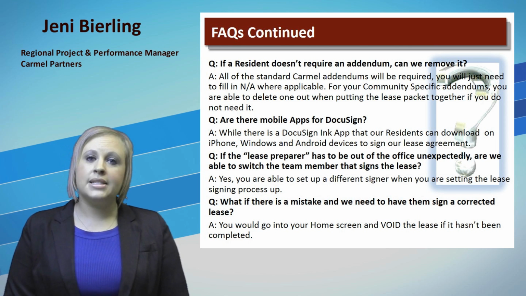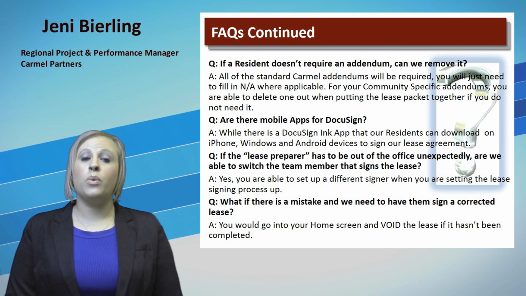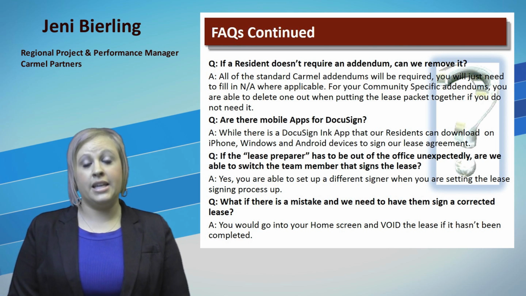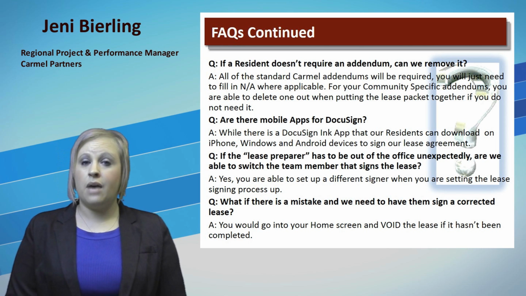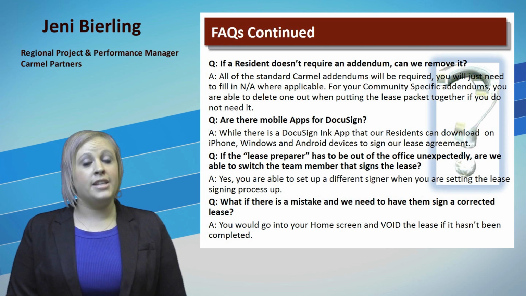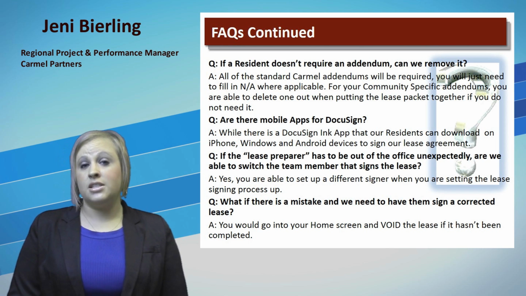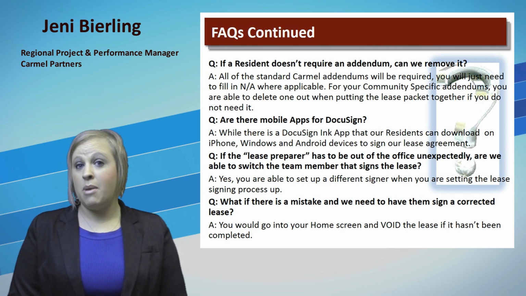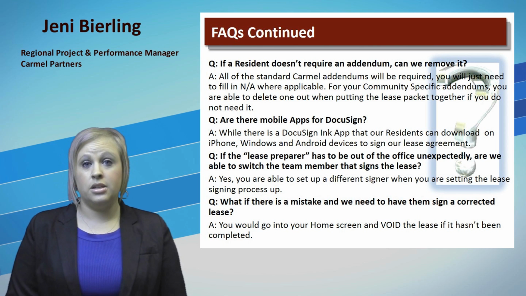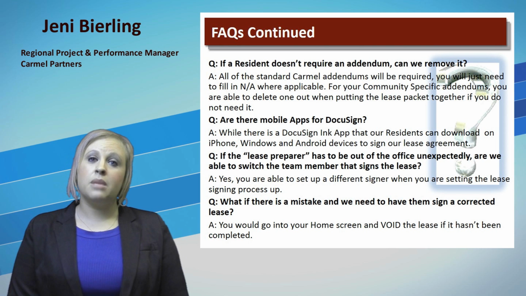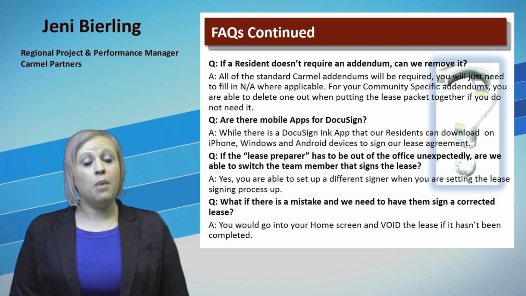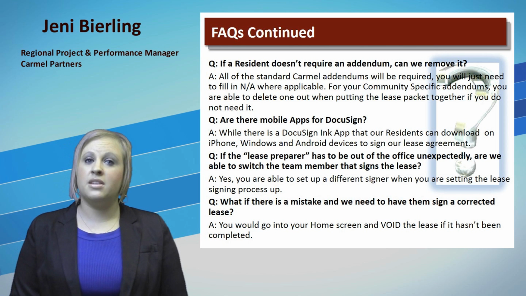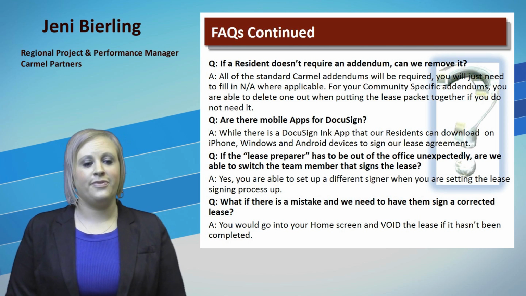If the lease preparer has to be out of the office unexpectedly, are we able to switch the team member that signs the lease? Well, if the preparer of that lease packet originally sets it up for it to come back to them, it will be set up that way, but there is a way to change that. Please just contact your project management and performance team members so that we can walk you through that. If you happen to know a team member is going to be going on vacation at any given time, that person can still set up the lease, but choose somebody else to be the signer on their behalf.